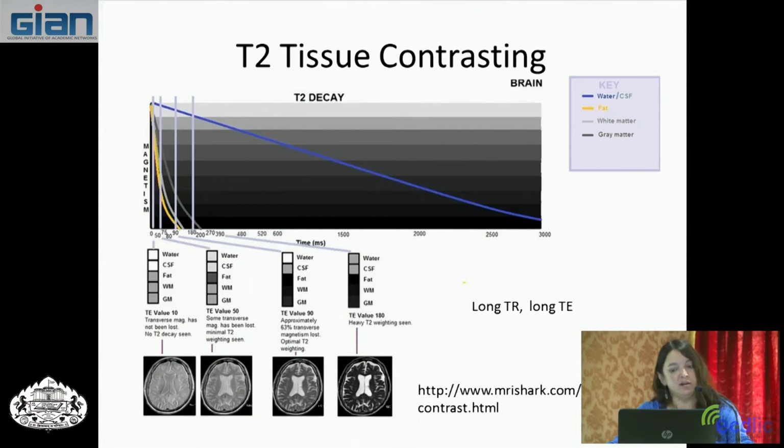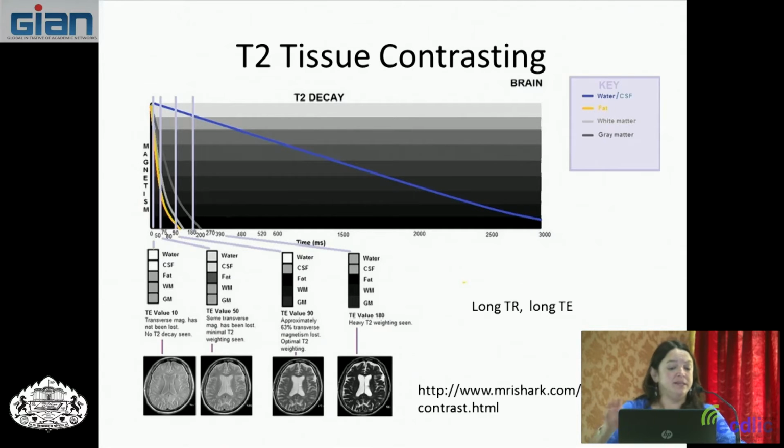T2 tissue contrasting, on the other hand, is due to this loss of phase coherence. So T2 contrasting has a longer TR and a longer TE. And the reason for this is because when we first flip these protons or hydrogen atoms down, they're all together. So they're all phase locked together.